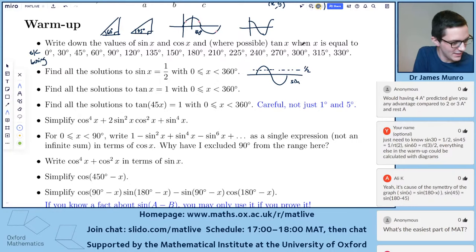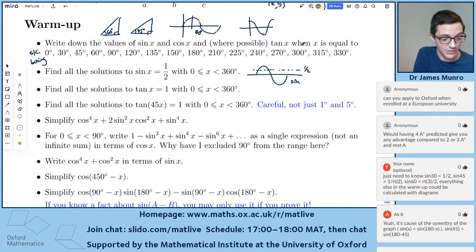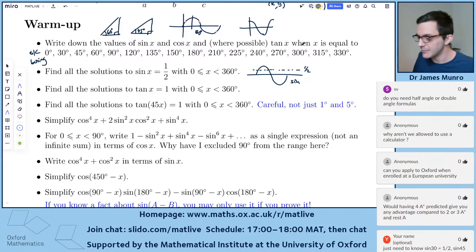Why aren't we allowed to use a calculator? Most of the questions don't get easier when you use a calculator, to be honest. But some of them become very easy when you use a calculator.